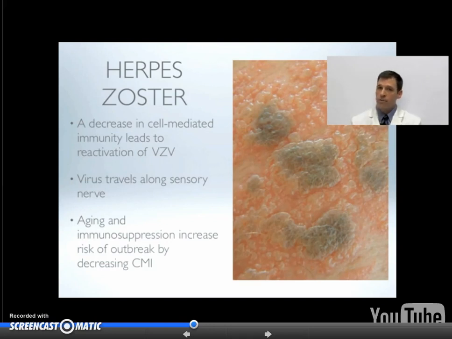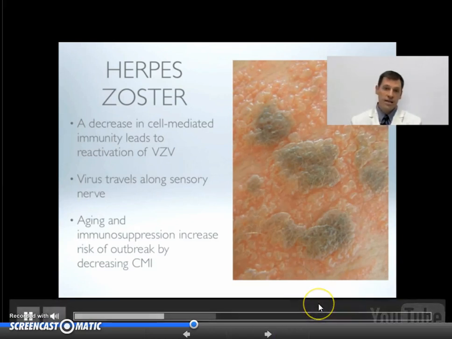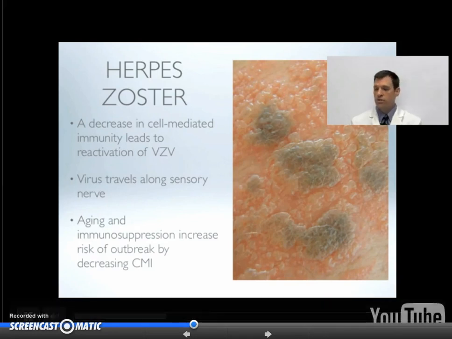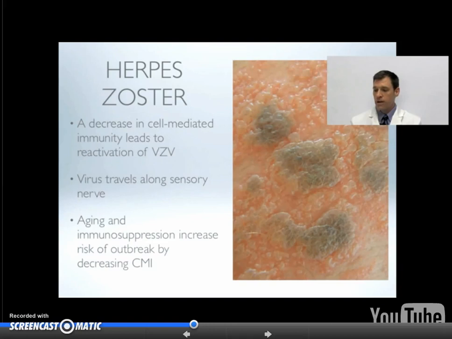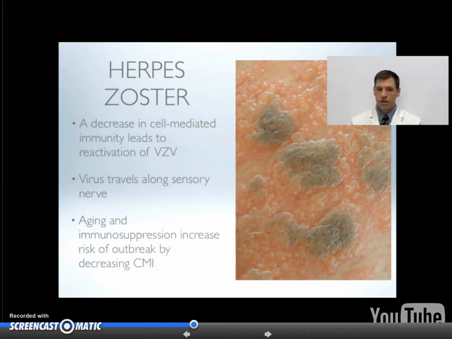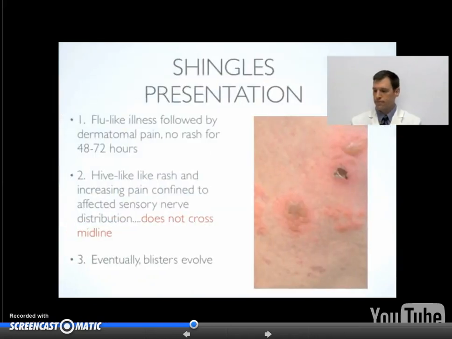Why does it come out? Most commonly it's because of aging. As we get older, we become at increased risk due to the natural senescence, the natural aging of our immune system. We become at increased risk for reactivation of this virus. If you are on immunosuppressive drugs, let's say you're an organ transplant patient, or you have a chronic inflammatory skin disease, or any type of chronic inflammatory disease requiring immunosuppression, you're at increased risk for shingles or herpes zoster.